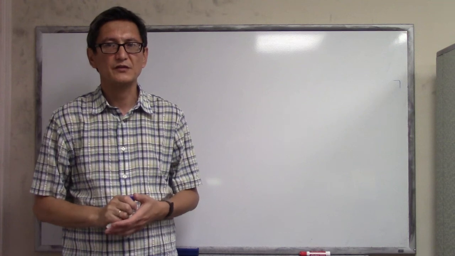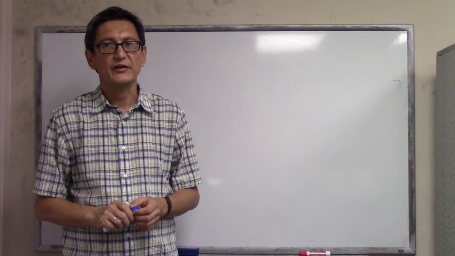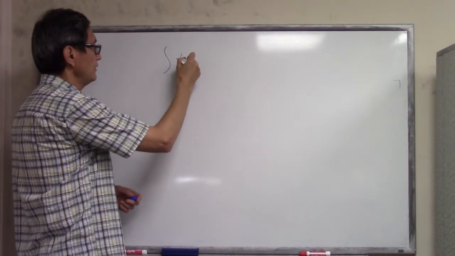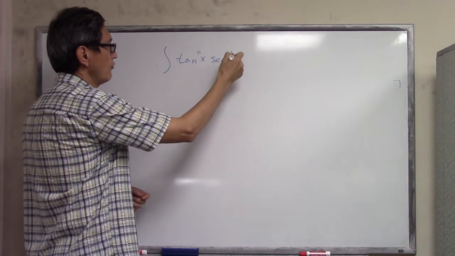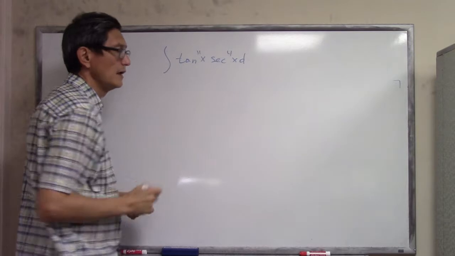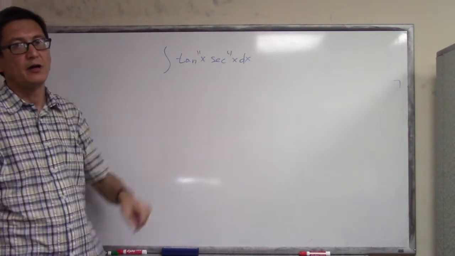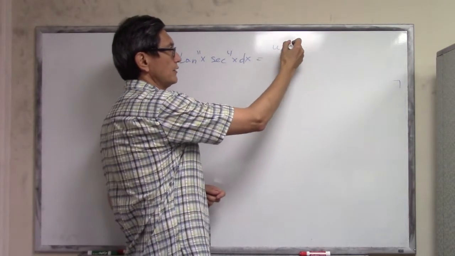Examples of expressions involving secant and tangent. We start with the expression when secant is raised to an even power. Say we have the integral of tangent raised to the 11th power x, secant raised to the 4th power x dx. So if you have secant raised to an even power, we want to do the substitution u equals tangent.